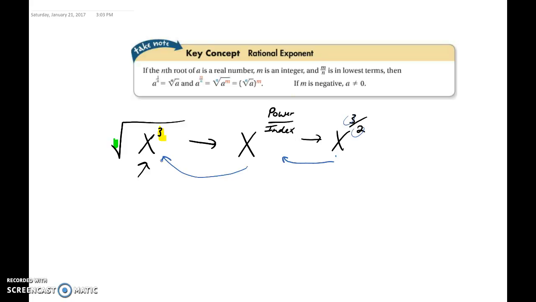And the reason here it says if m is negative, then a cannot equal 0, is because if a was equal to 0 and m was negative, so 0 to the negative 2, this is equal to 1 over 0 squared, and you can't have 0 in your denominator. So if our power is negative, the base can't be 0. All right, and then we just have a couple examples that we're going to do with this.